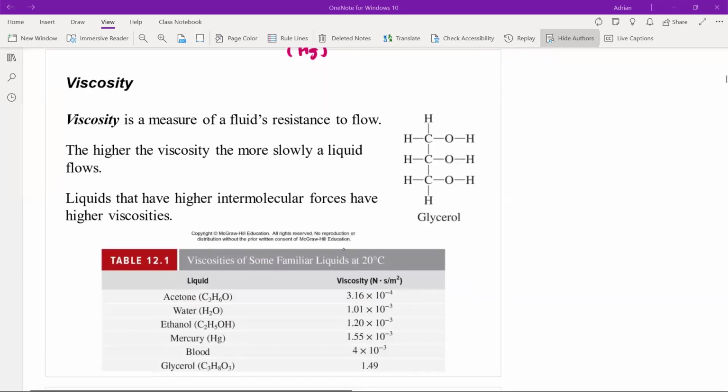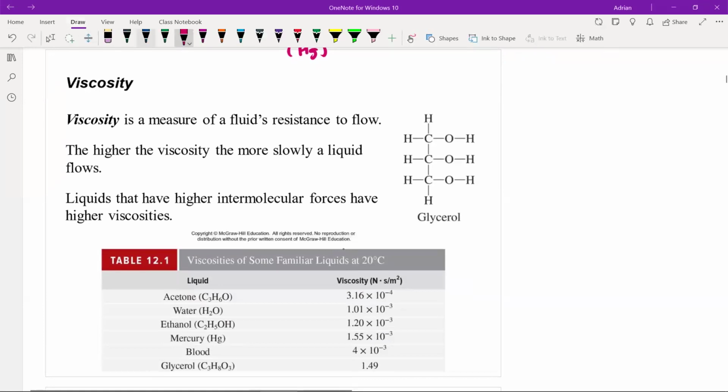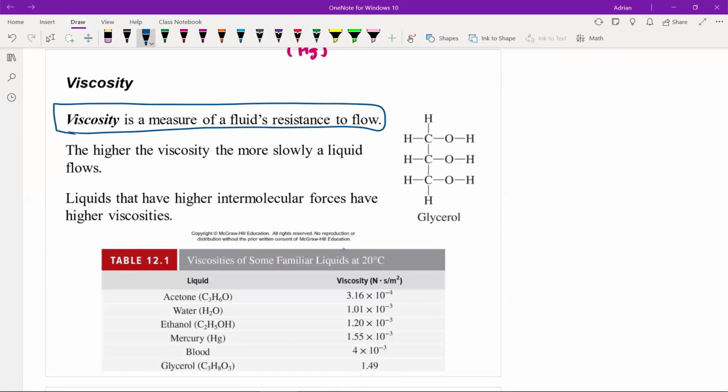So the next property we're going to take a look at is something called viscosity. And viscosity is defined simply as a measure of a fluid's resistance to flow, right? That may seem sort of counterintuitive in terms of its definition, but simply put, the higher the viscosity of a liquid, the more slowly that liquid flows, right? So high viscosity, the more slowly it flows, and that's a direct result of the strength of the intermolecular forces between the particles of a liquid.